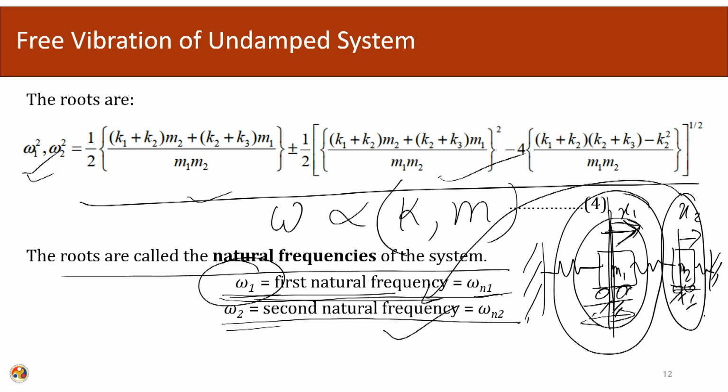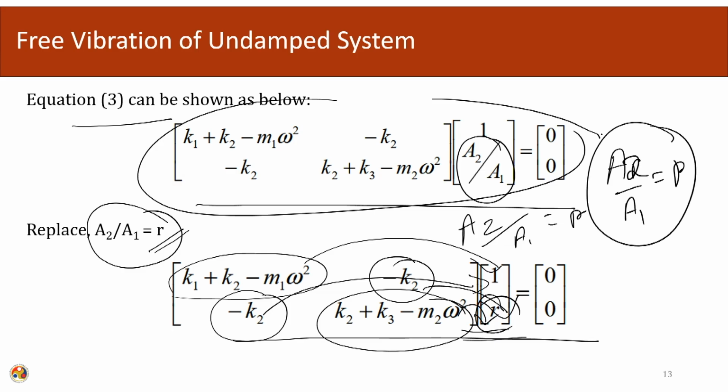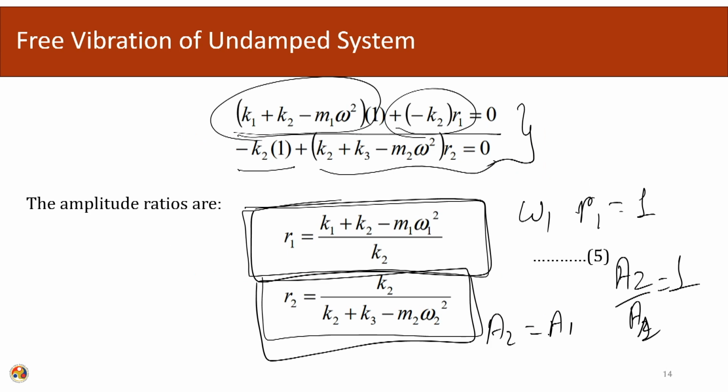So, right now we have 2 frequencies, we know the frequencies at which these 2 systems are going to oscillate. After that we wrote down the amplitude as a ratio. So, A2 over A1 we wrote down as the amplitude ratio. From the amplitude ratio we replace this thing, and from the amplitude ratio we again wrote down the equation, and we calculated the amplitude ratios R1 and R2.